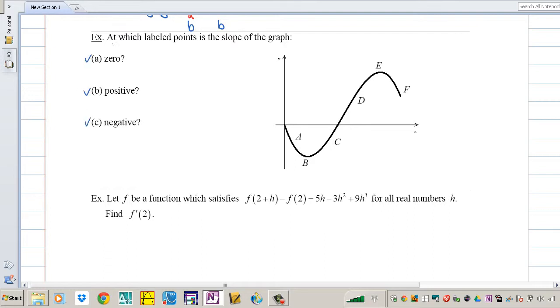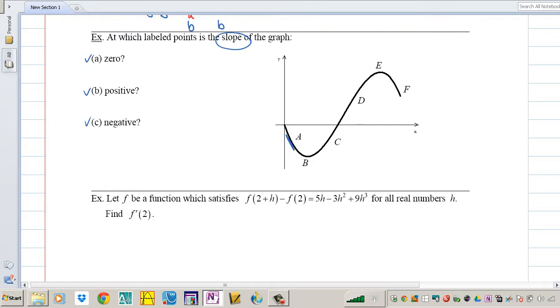So it says here, at which labeled points is the slope of the graph 0? So we're talking about points. We're talking about slopes at the point, not the actual point itself. So let me go ahead and just try to make a visual representation of each slope at each letter.